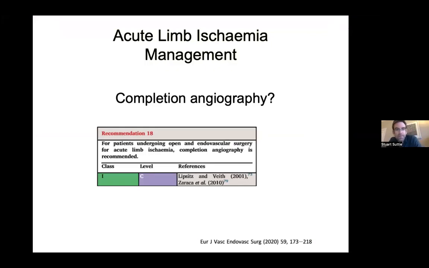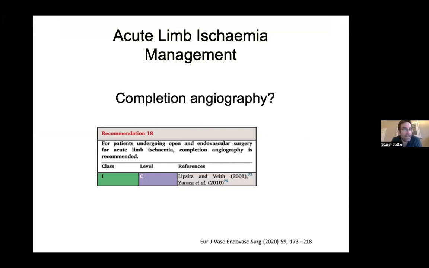The other question, more so for the vascular surgeons, is at the end of the clot clearance, should we be doing an angiogram to see if we've done the best we can? Well, most of us would tend to do it. It's recommended, 1C. I think a lot of places would do it on a selective patient cohort.